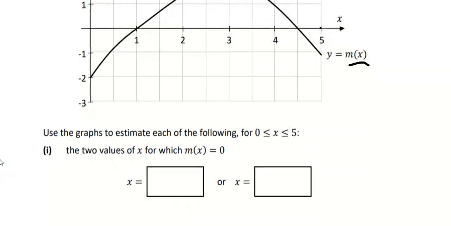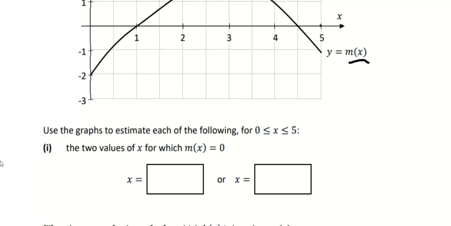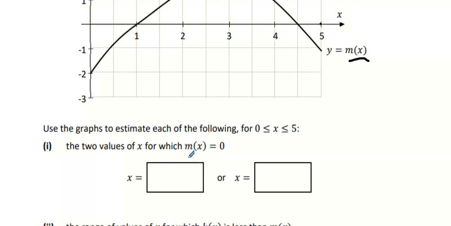Use the graphs to estimate the following. 2 values of x for which m of x equals 0. Which graph are they talking about when they're talking about m of x? Which one is it? The one that's the bottom one, isn't it?